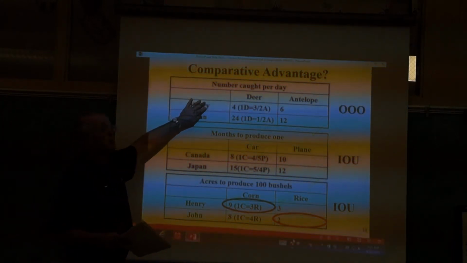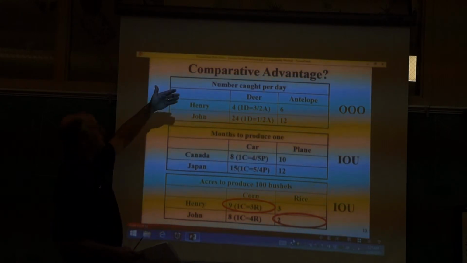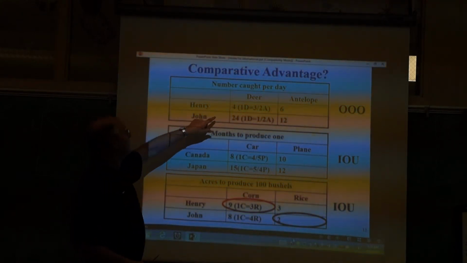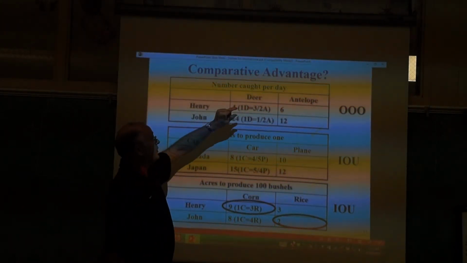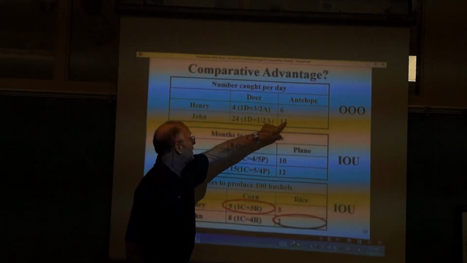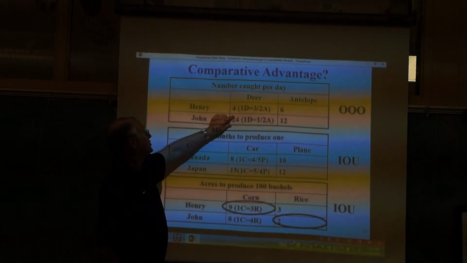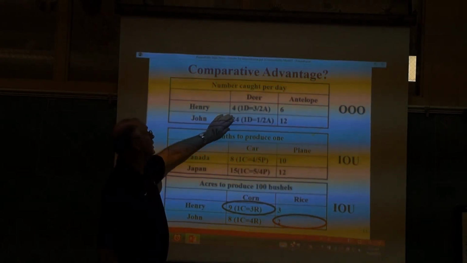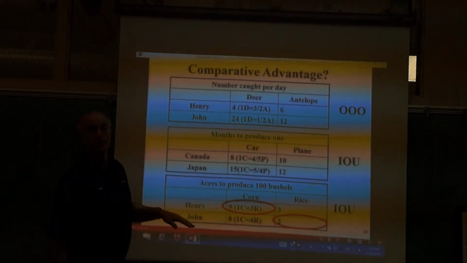Up here? Yeah. Alright, so it's an output because we're going to see who can make the most. So it's other over. So I take the other, 6 over 4. And I take the other, 12 over 24. Since 12 over 24 is smaller, John has it in deer.